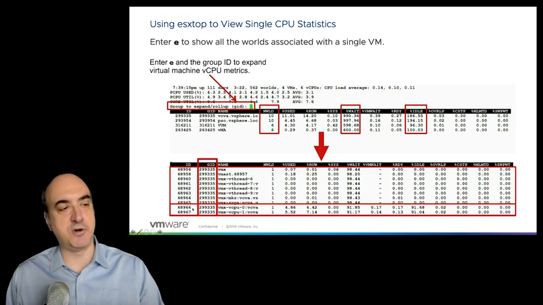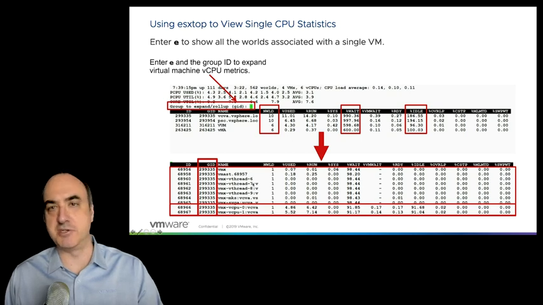But here we see all the worlds. This VM was made up of 10 worlds. So now we see there are 10 worlds we've expanded. And of those 10 worlds, 2 are virtual CPU worlds. And those are probably the ones that are most interesting to us, because all these other ones are there mostly to support and administer the VM.